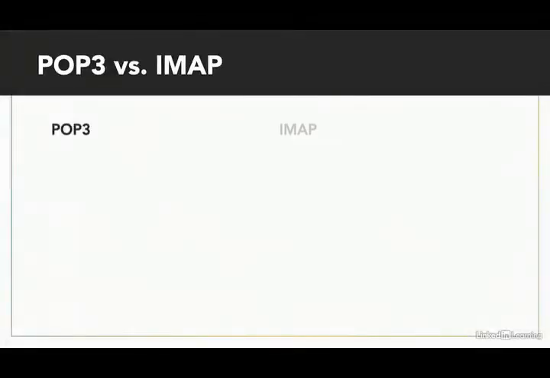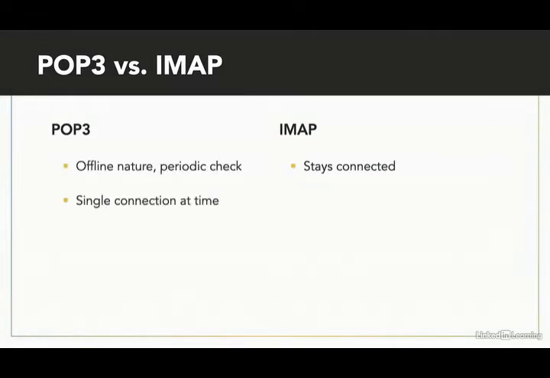IMAP tends to stay connected to the server, so as messages arrive, they are quickly delivered. POP allows only a single client to access a mailbox at a time, where IMAP specifically allows multiple clients simultaneous access.